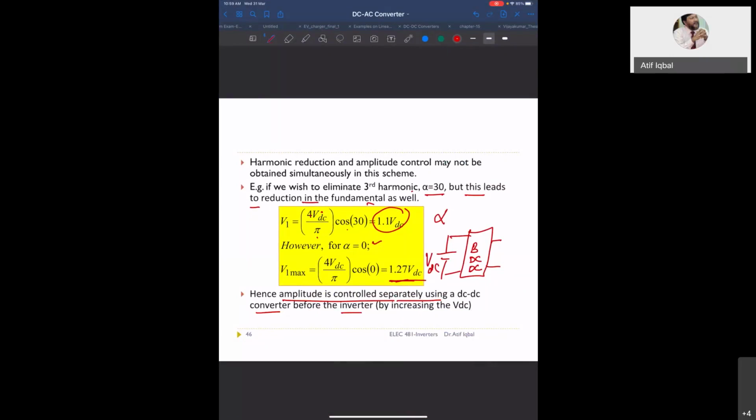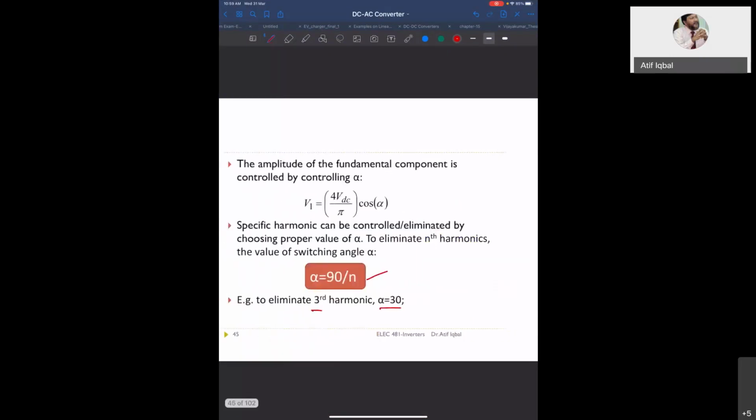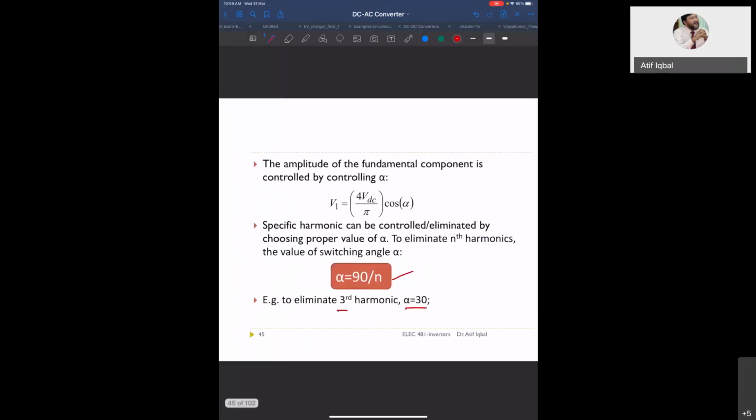Okay, so what we were discussing in the previous lecture was how to eliminate certain harmonics from the output voltage, because the output voltage is in the form of a square wave. If you take the Fourier series of this, we see that it has a fundamental component plus harmonics, like the third harmonic, fifth harmonic, and so on. The magnitudes are V1 by 3, V1 by 5, V1 by 7, in this order.